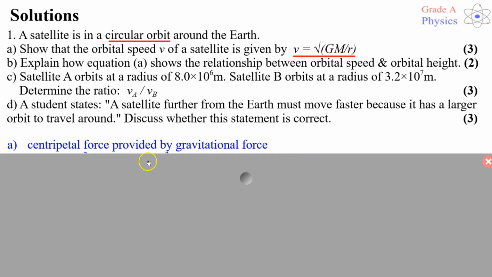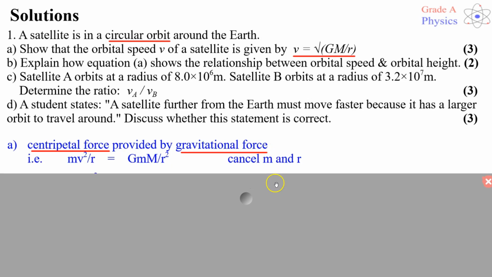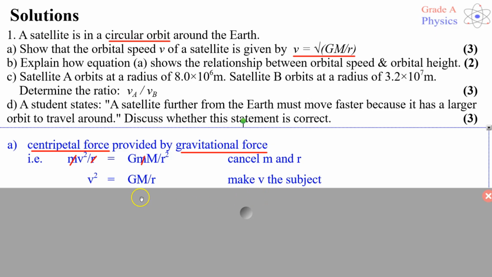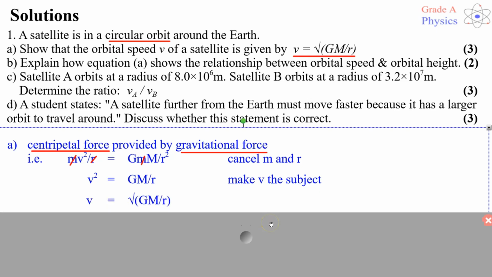The key thing here, as we mentioned in the lesson, is that something needs to provide a centripetal force if an object is to move in a circle, and in this case it's provided by the gravitational force. So we can say that mv squared over r is equal to the force from Newton's law of gravitation, GMm over r squared, and we can cancel this a little bit. I tidy it up, so we've got a little m there, get rid of that, get rid of one of the r values. That tidies up to v squared is equal to GM over r, and then we just take the square root of both sides and we have our expression here.